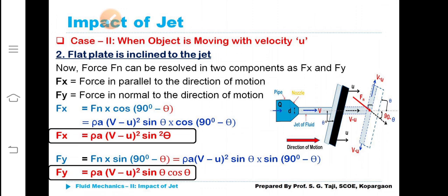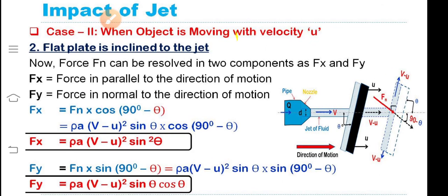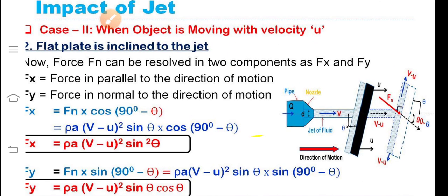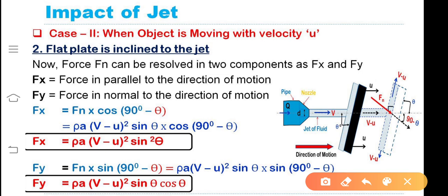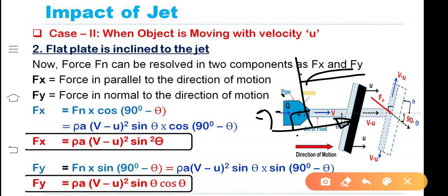Now, the force Fn can be resolved into two components, as I have already told, Fx and Fy. Fx is the force parallel to the direction of motion. Fy is perpendicular to the direction of motion, that is 90 degrees. Even if we do not write 90 degrees in words or numerical value, it is obvious if you put this symbol.